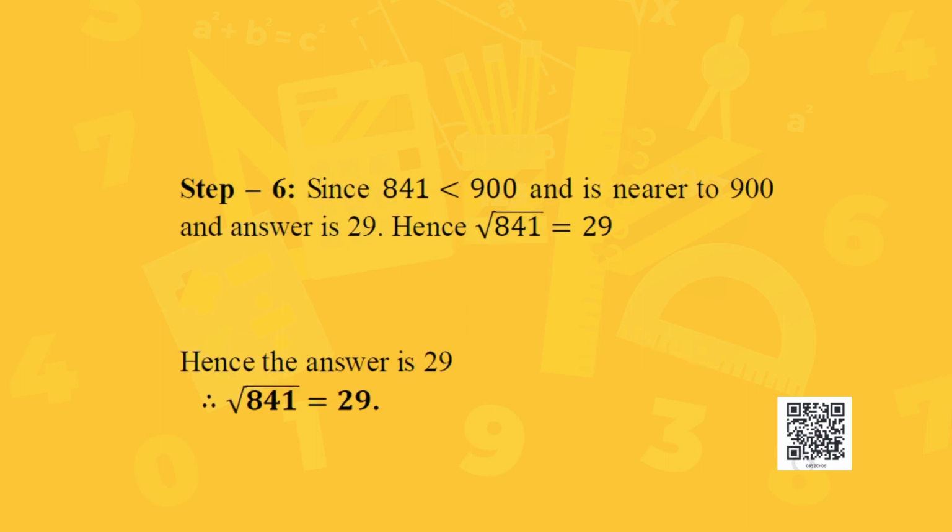In step 6, we observe which of the above two numbers the given number is near to. So in this case, 841 is near to 900, that is, it is near to the right side number. So this concludes that the required unit digit in the answer must be 9. So therefore the answer is 29.